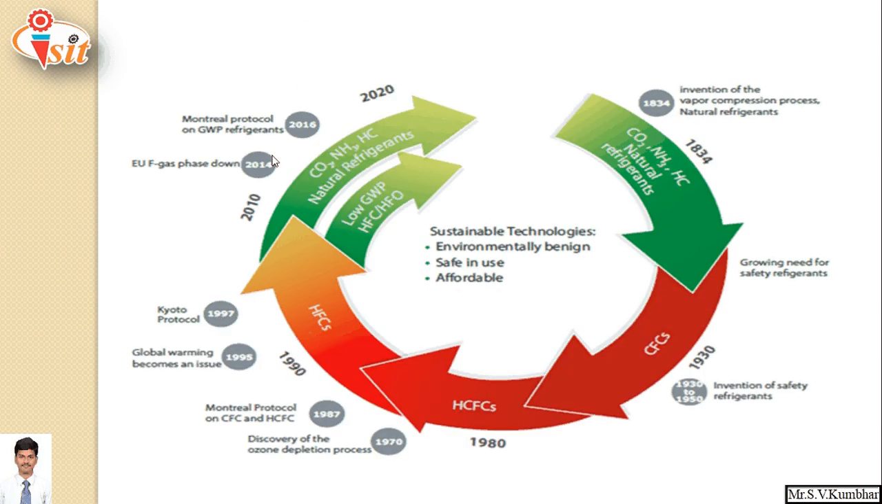In 1834 came the invention of the vapor compression process with natural refrigerants: carbon dioxide, ammonia and hydrocarbons were used. From 1930 to 1950, with the invention of safety refrigerants, CFCs, that is chlorofluorocarbons, were used. After that, in 1980, HCFCs were used. After the Montreal as well as Kyoto Protocol, some refrigerants were banned and HFCs were used. And nowadays, in 2020, we are using carbon dioxide, ammonia and hydrocarbons. These are natural refrigerants which have low GWP and ODP.